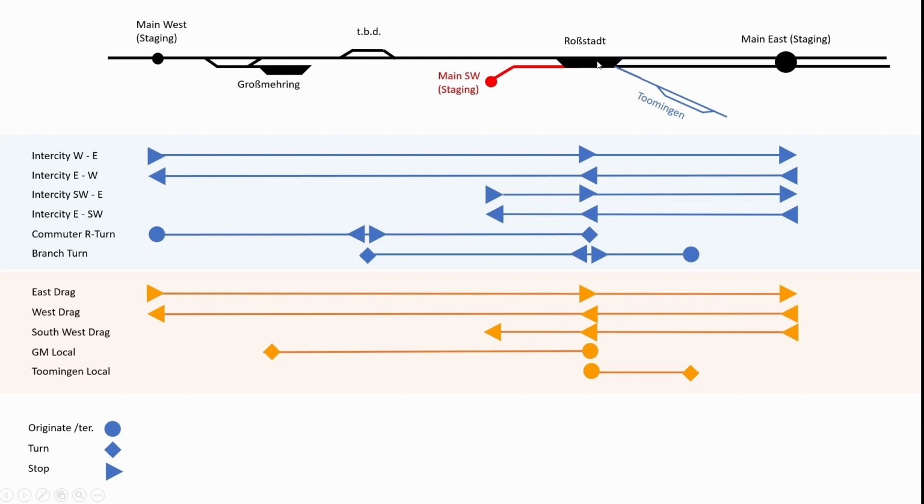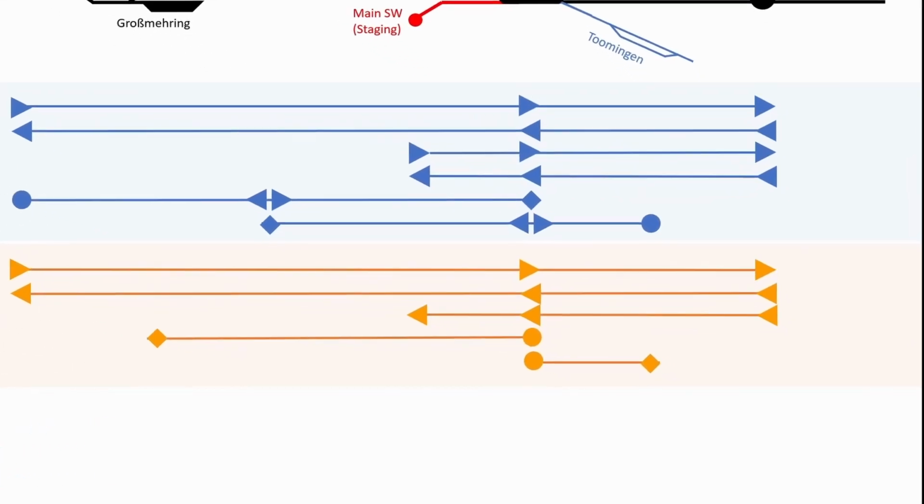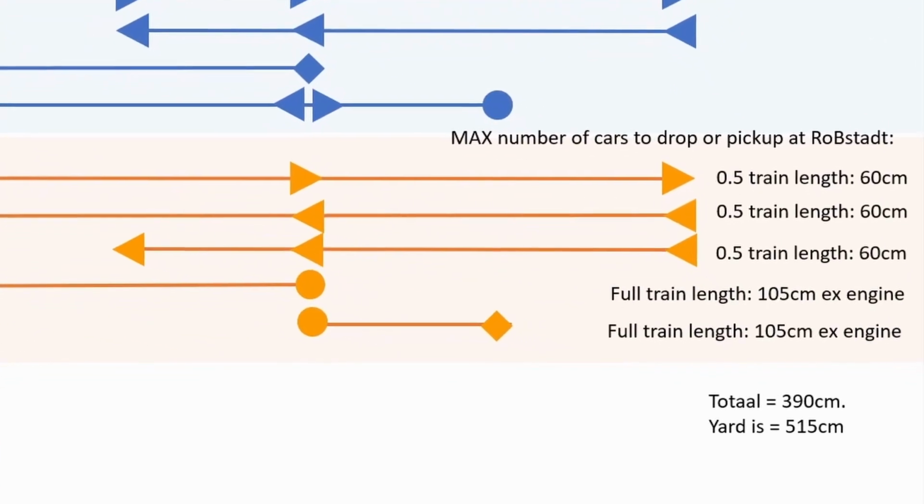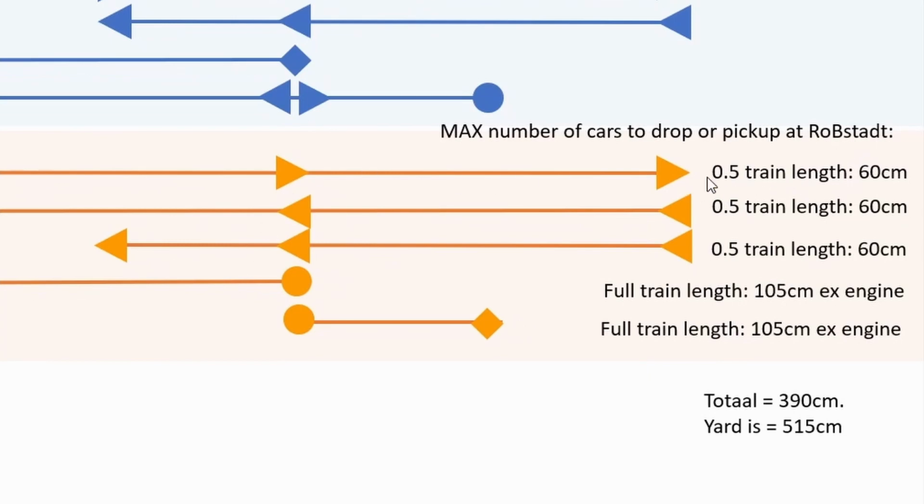And you don't want them to drop all the cars off and pick up a whole new train. It doesn't work like that. They're going to be picking up and then dropping off, let's say maximum half a train length. Maximum train length is 1.20 meter for the freight trains, so they'll pick up maximum half length, which is 60 centimeters. So this train can, in some cases, need 60 centimeters of yard capacity to pick up and/or drop off half a train length.